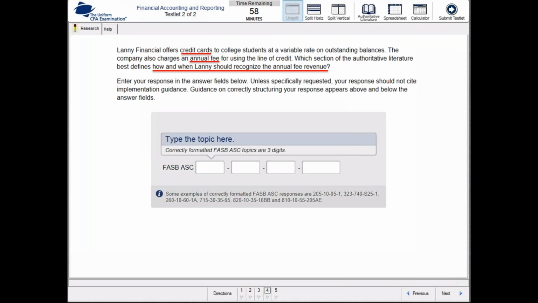The other thing is be very, very careful when you're reading these questions, because this specific question was a little confusing. They first say that this company is offering credit cards to college students, and then later in the second sentence they say that the company charges an annual fee for using the line of credit. So I guess sometimes people can get a little confused between the line of credit and credit cards. So like I said, it's just important to make sure that you go through the question and you read it very carefully.